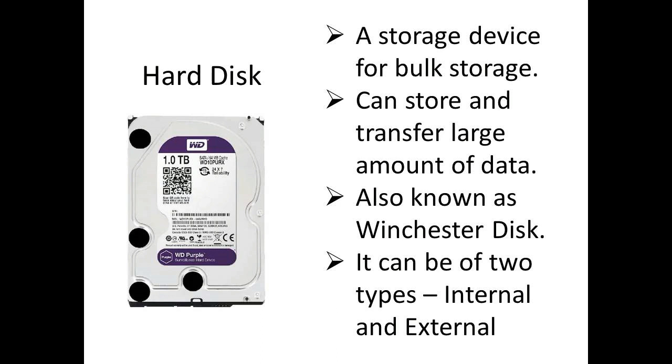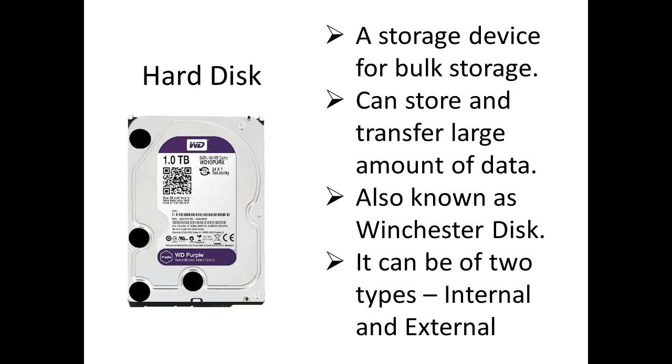Next storage device is the hard disk. What's the use of a hard disk? Hard disk is a storage device for bulk storage. It can store and transfer a large amount of data. Hard disk is also known as Winchester disk because of its early developers from IBM. It can be of two types, internal and external. Internal hard disks are embedded in the CPU and an external hard disk is a separate box that can be attached to the USB port of the computer.